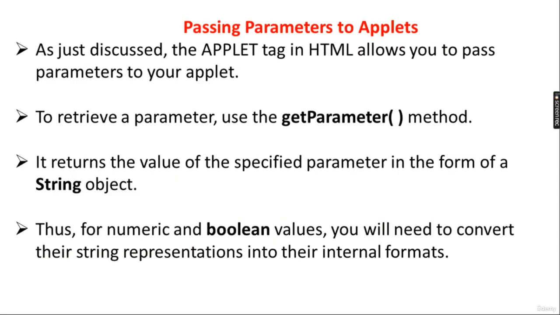Okay. Now passing parameters to applet. As just discussed, the applet tag in HTML allows you to pass parameters to your applet. Okay, so to retrieve a parameter, use the getParameter method. It returns the value of the specified parameter in the form of a string object. Okay, so whatever parameter you specify, you will get its value using getParameter. Thus, for numeric and boolean values, you will need to convert the string representation to their internal format using casting.